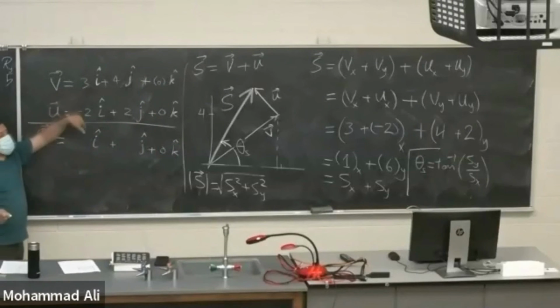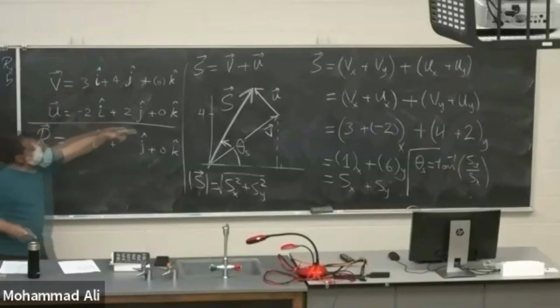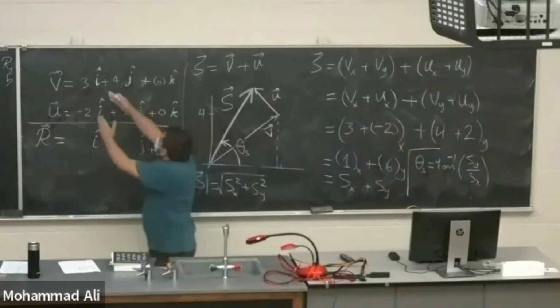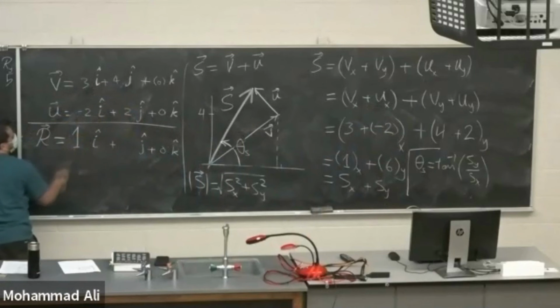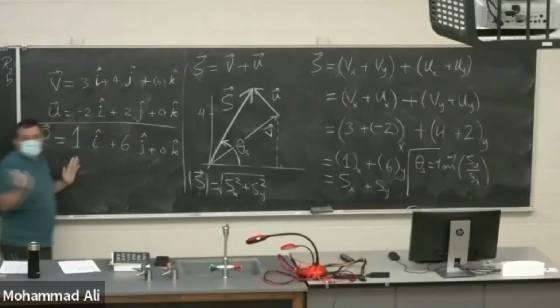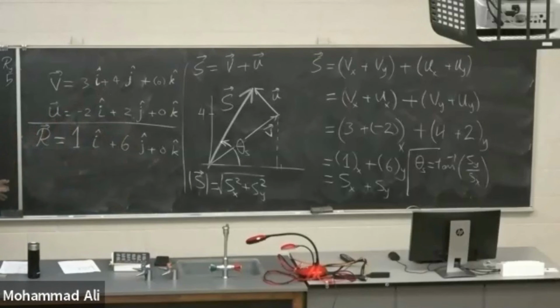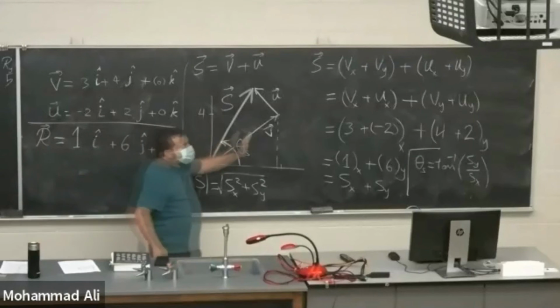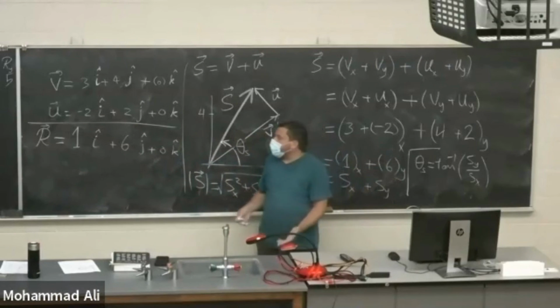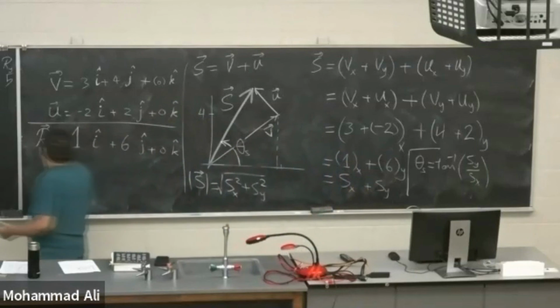What is the i component of r? Just add the x components as we did here. So it is 3 minus 2, which is 1. The y component, it is that. I did all of this just to explain and to discuss that with you if you have any questions. But simply it is just like that.